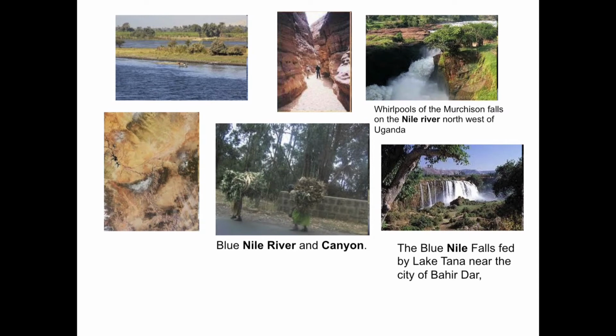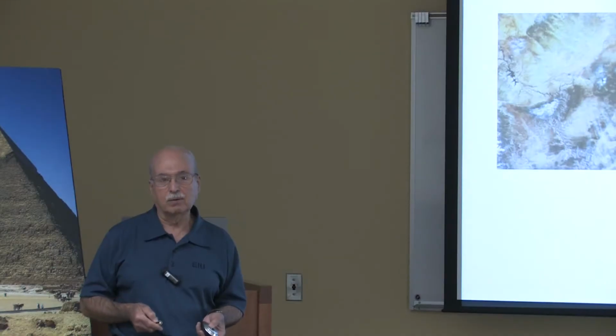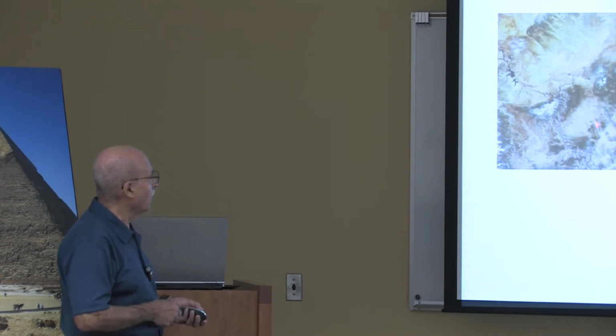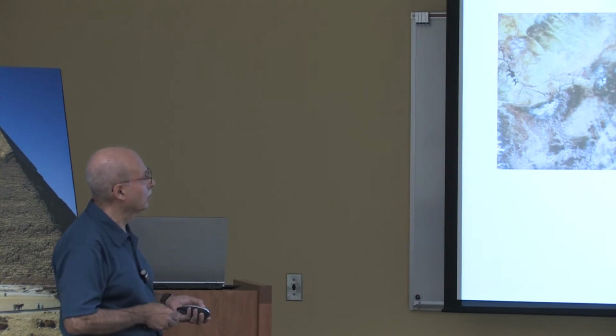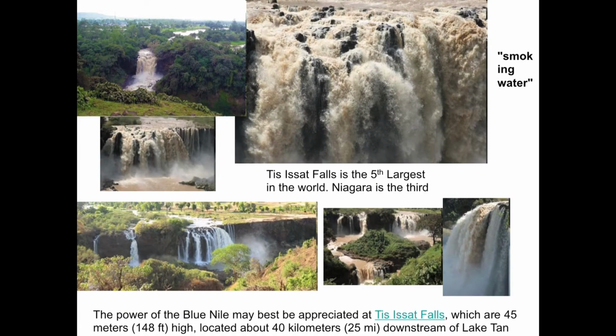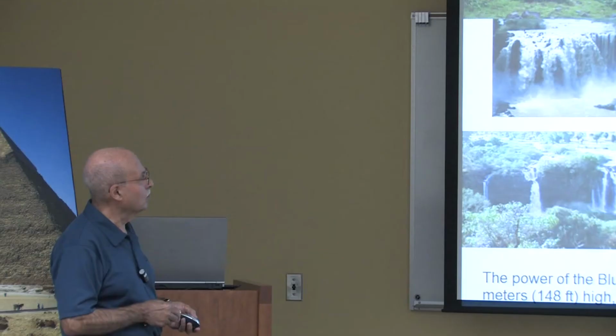And part of the Nile, did you ever know that, has the most majestic waterfalls. Some of it is larger than our falls in this country. So it has a journey all along, with whirlpools, like the Murchison Falls on the Nile River, northwest of Uganda. Canyons, it's called. It is the most impressive site to visit. Exciting, dynamic, smoking water, people call it, because of the foam.